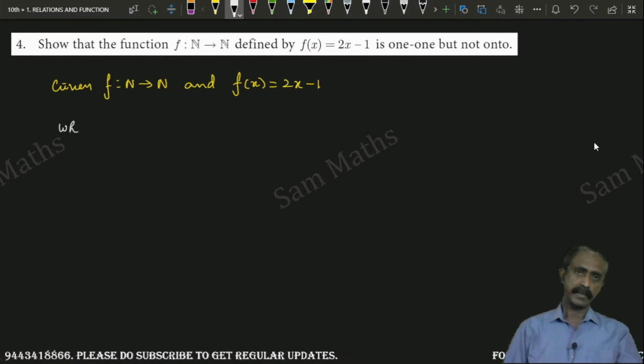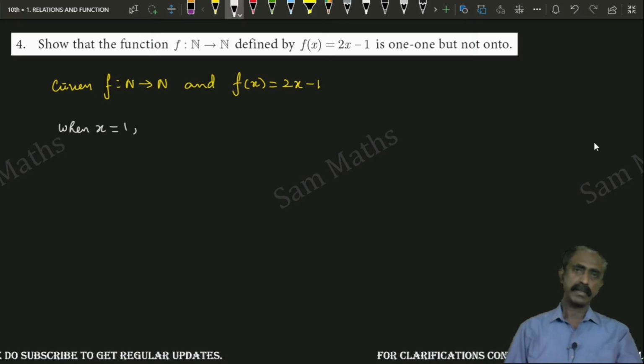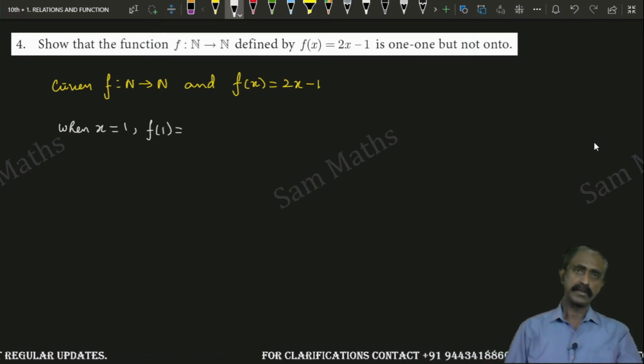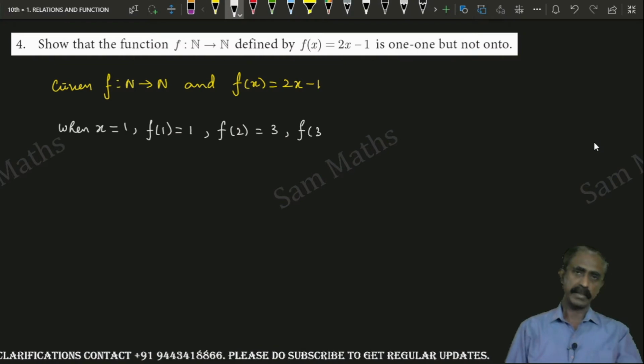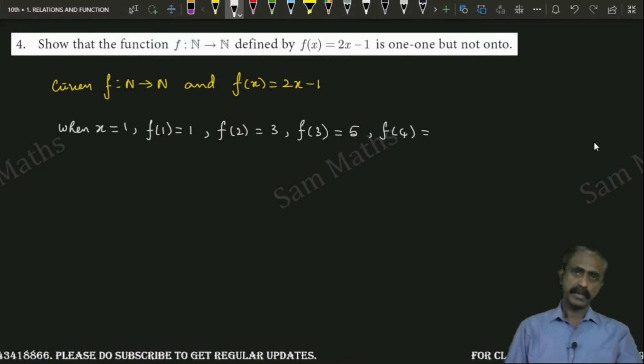So when x is equal to 1, we get f of 1 is 2 into 1 is 2, 2 minus 1 is 1. Like that, f of 2: 2 twos are 4, 4 minus 1 is 3. f of 3 equal to 6 minus 1, that is 5. f of 4 equal to 8 minus 1, that is 7, and so on.